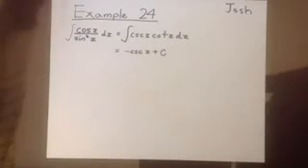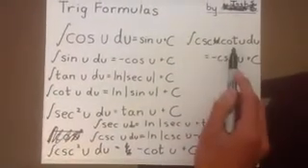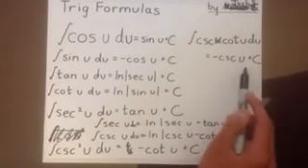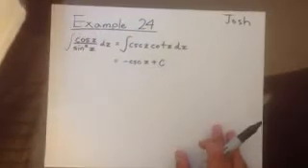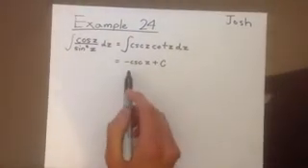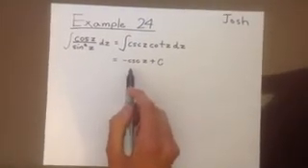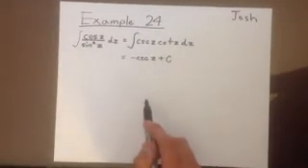And then as seen back here in the trig formula section, the integral of cosecant u cotangent u du is negative cosecant u plus c. So remembering this formula, we can simply apply it here, and the answer would just be negative cosecant z plus c. And that wraps up section B.